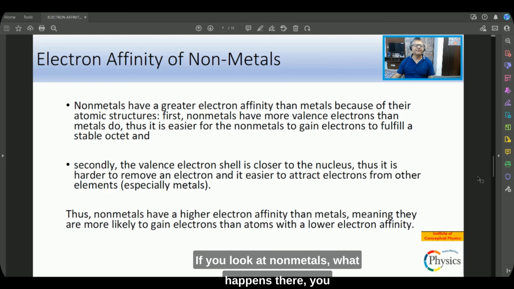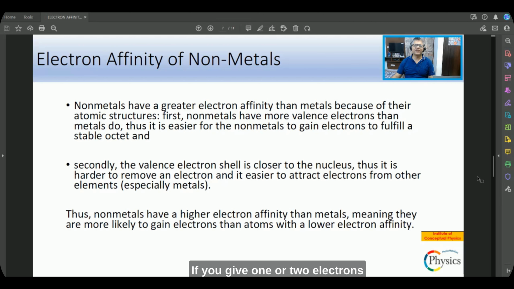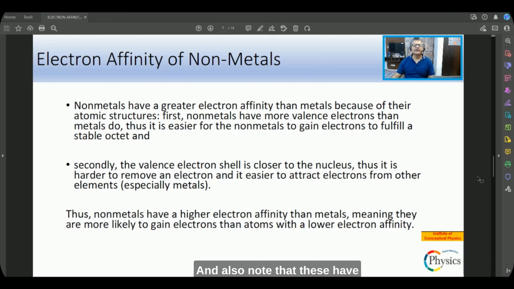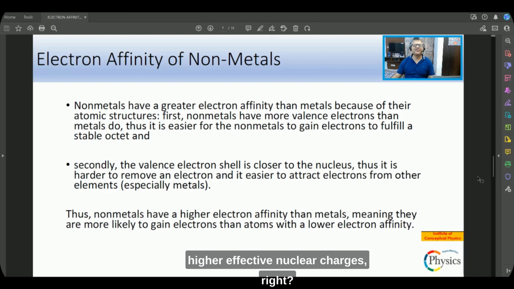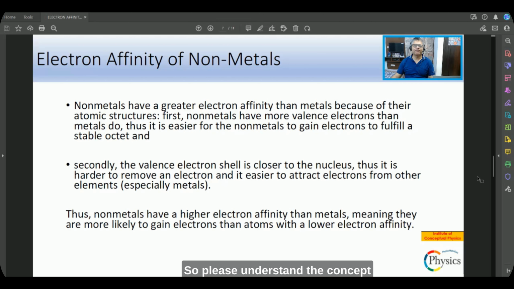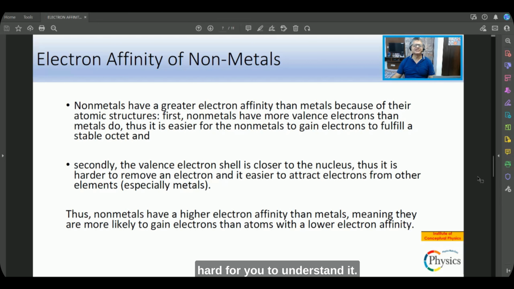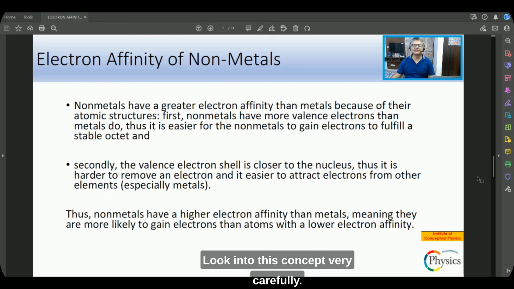If you look at non-metals, what happens there? You already have quite a lot of valence electrons, so if you give one or two electrons to them, the shell gets complete, right? And also note that these have higher effective nuclear charges, right? So please understand the concept of effective nuclear charge. If you're studying this chapter and you don't understand effective nuclear charge, it is very hard for you to understand it. Look into this concept very carefully.